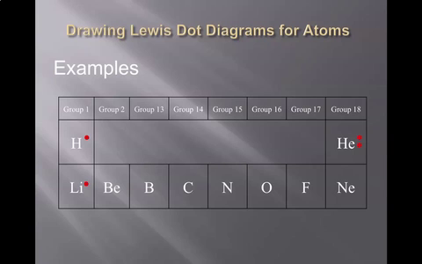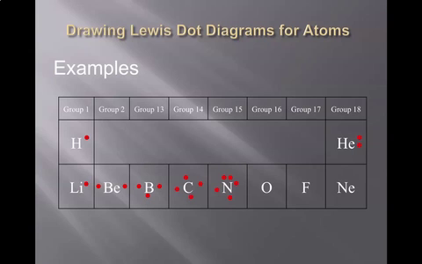Lithium has 1. Okay, we're back to group 1. Beryllium has 2. Okay, and you can draw them on different sides. On group 13 for boron, it's just going to have 3. We're going to lose that 1. So 1, 2, 3. Carbon is 14, so it has 4. 1, 2, 3, 4. Nitrogen is 15, so it has 5. 1, 2, 3, 4, 5.